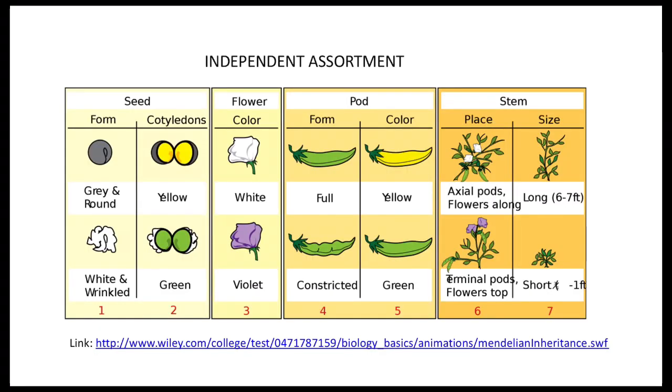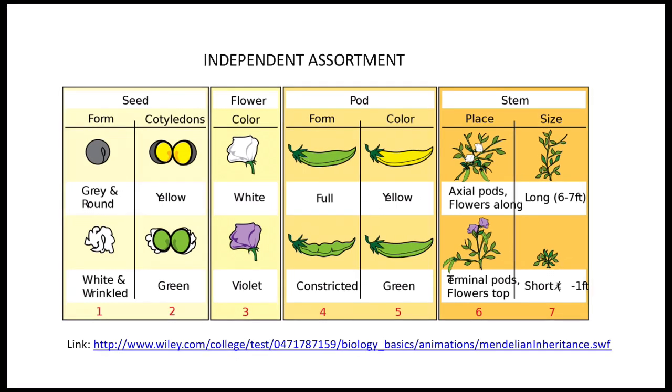Okay, on our next slide, these are the traits that Mendel was looking at in pea plants. There were 2 sets of patterns for each thing. For example, looking at seeds, they could be gray and round or white and wrinkled. That's the first column there. Or we could look at the second line, which is the cotyledons, essentially the inside of the seed, which could be yellow or green.